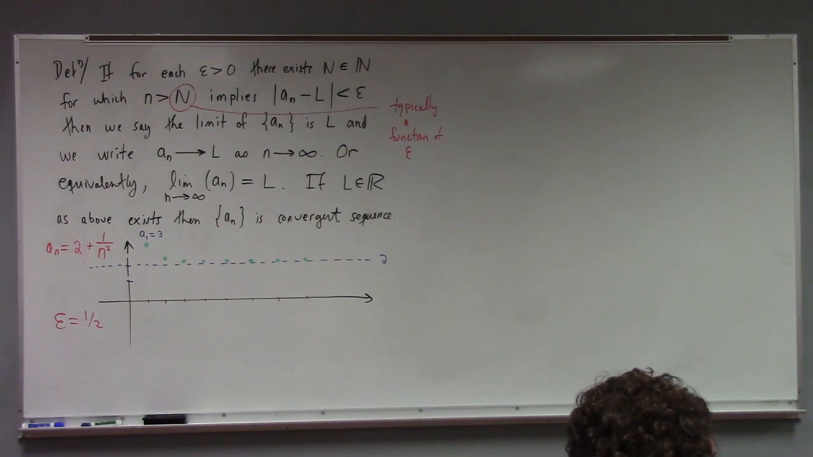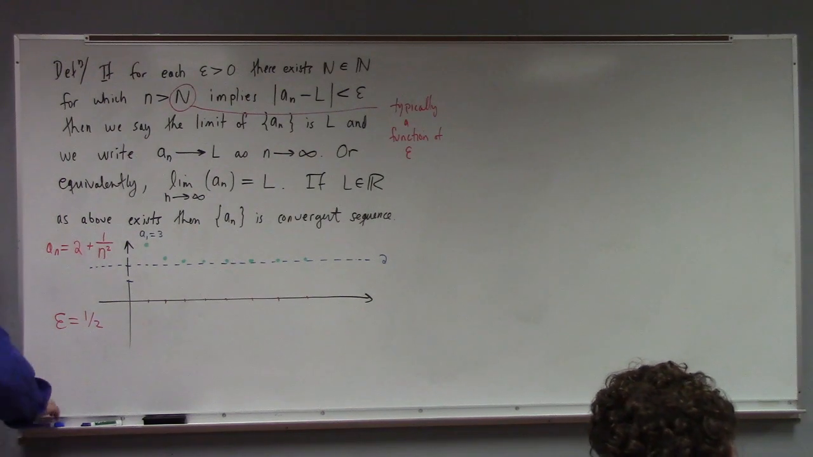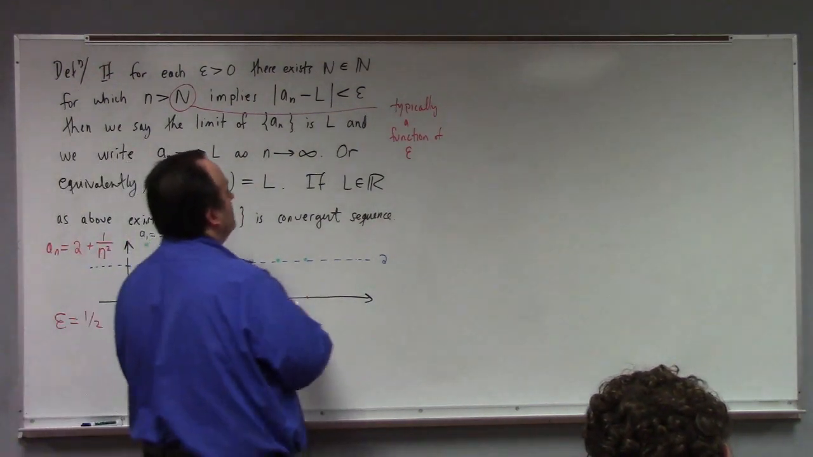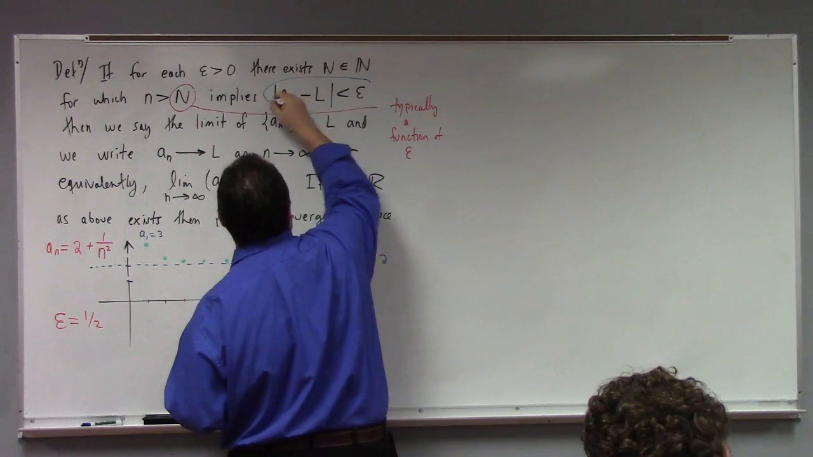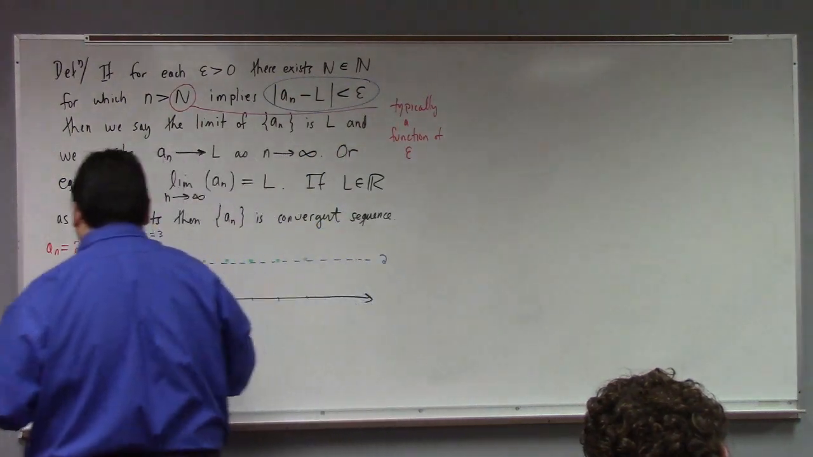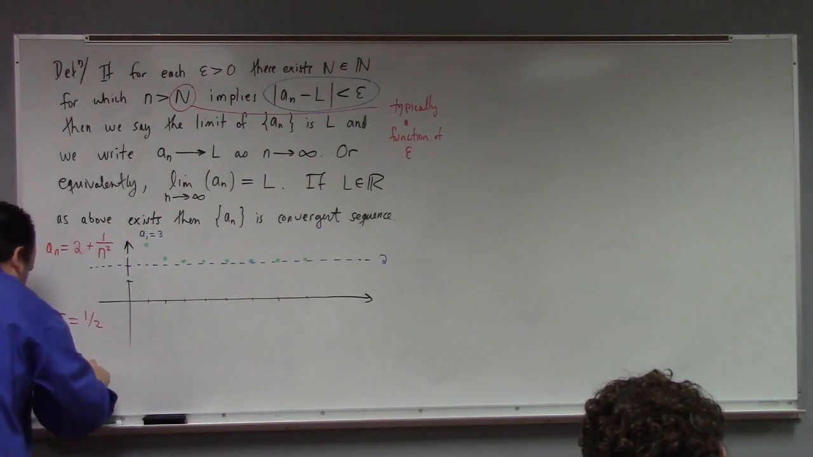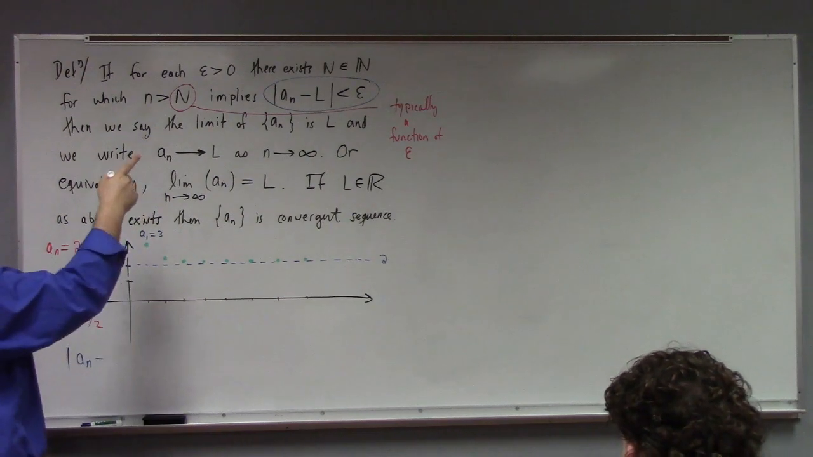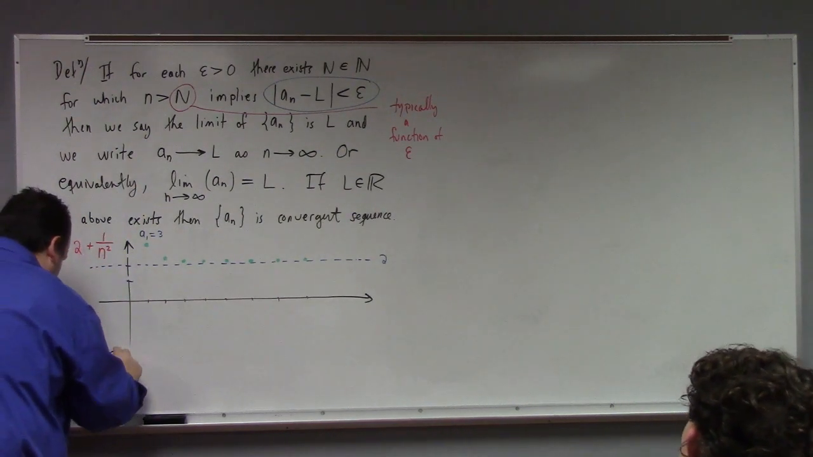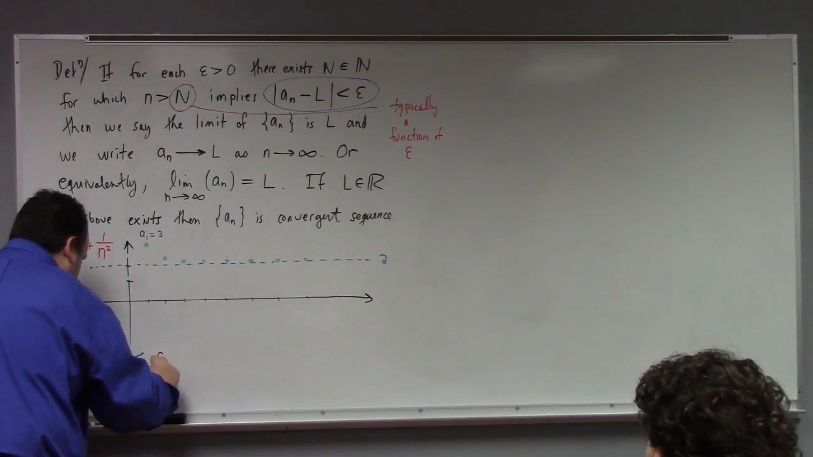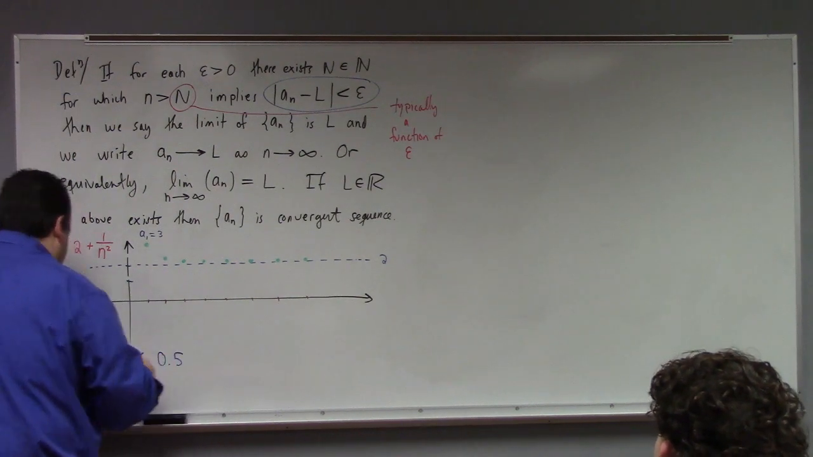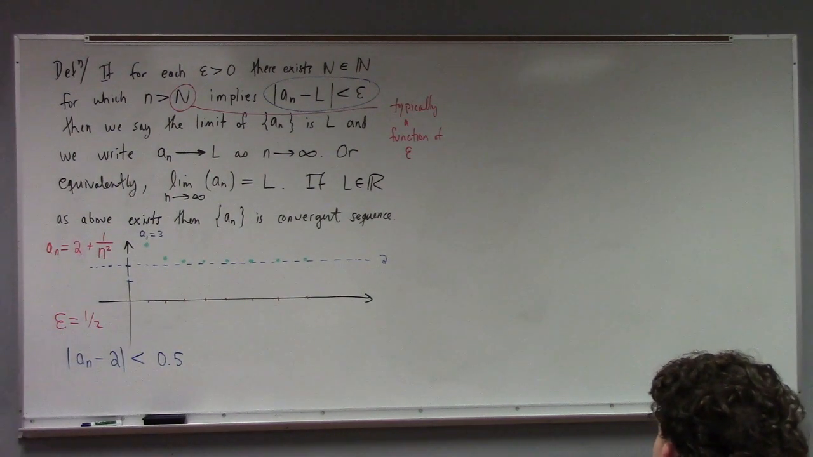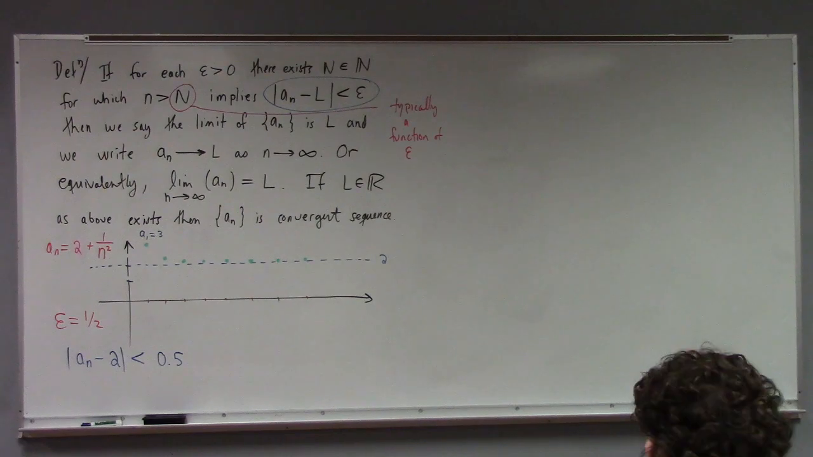What does it mean? What is this inequality up here? What is this saying if epsilon's a half? What are we looking at here? Absolute value of a sub n minus, and apparently our L is 2, right? What does this inequality mean here? Can somebody tell me in terms of distance what that means? Yep.